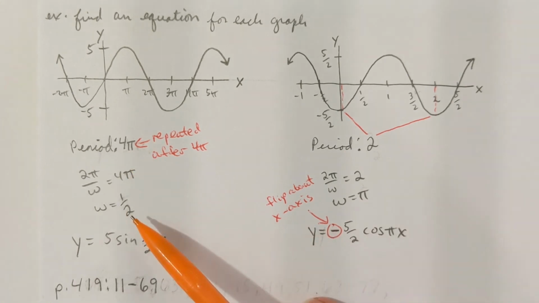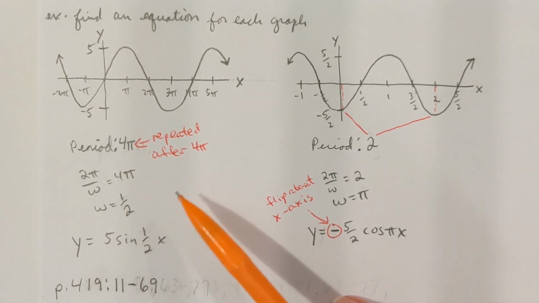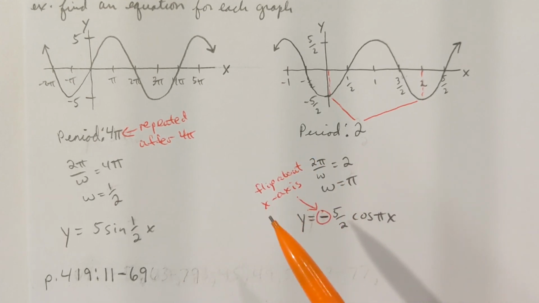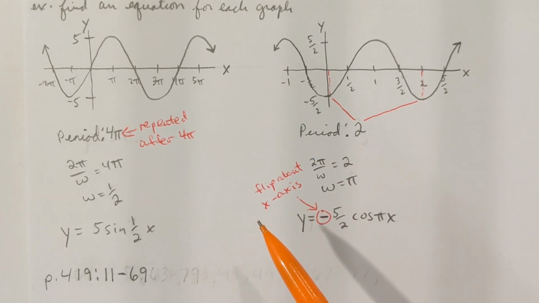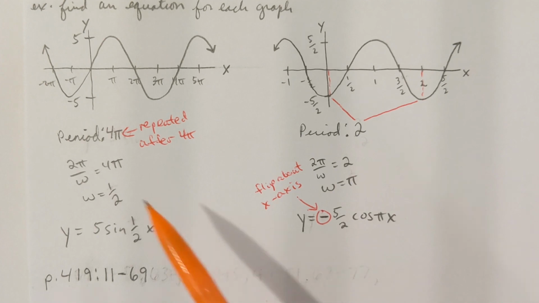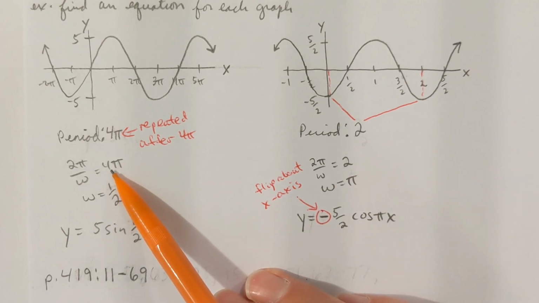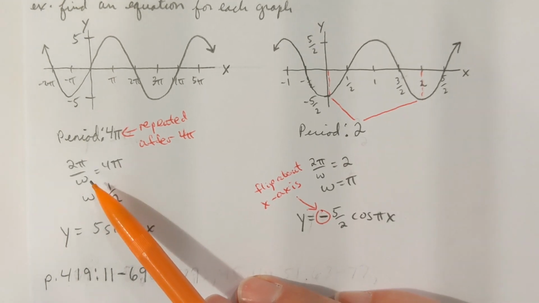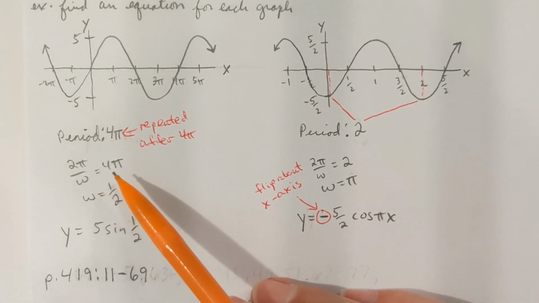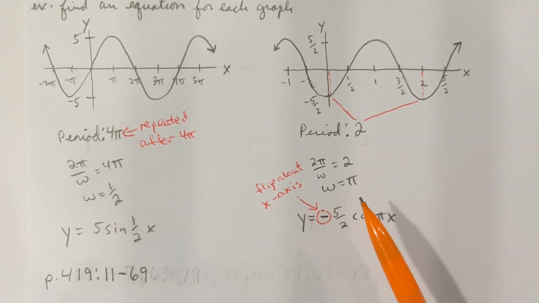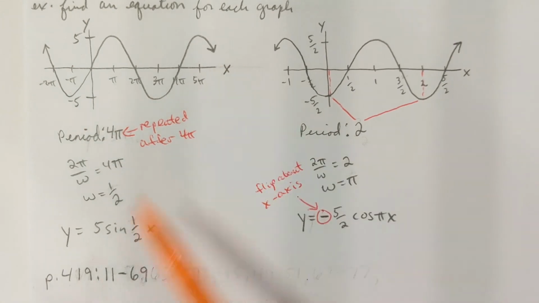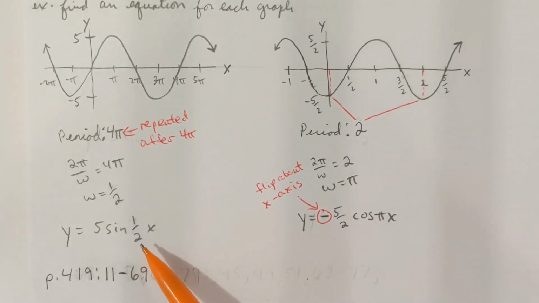Now I need to identify the omega value. T is equal to 2 pi divided by omega, and we've identified that T, the period, is 4 pi here. When you solve this equation for omega, 2 pi divided by 4 pi, the pi's cancel, and you're going to have omega equal 1/2. So the equation of this graph that I've drawn here is y equal 5 sine of 1/2 x.